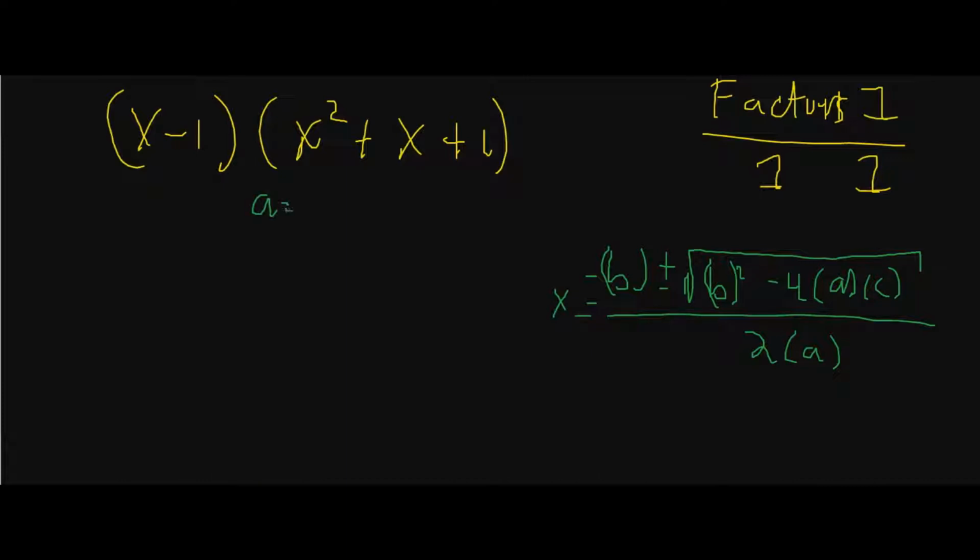A is equal to, well, this is just like a 1 in front of x squared, so 1. B is equal to 1 because there's like an invisible 1 in front of x. And we're going to get c is equal to 1. Okay, so let's go ahead and do this problem.